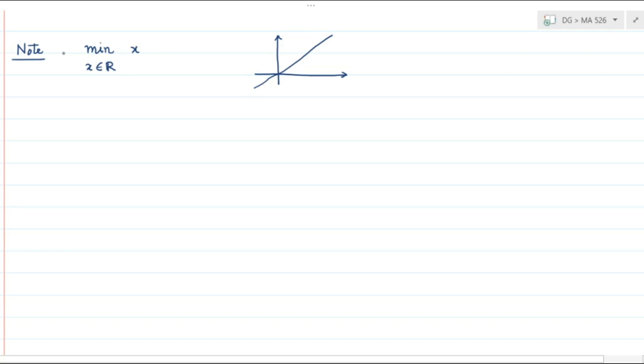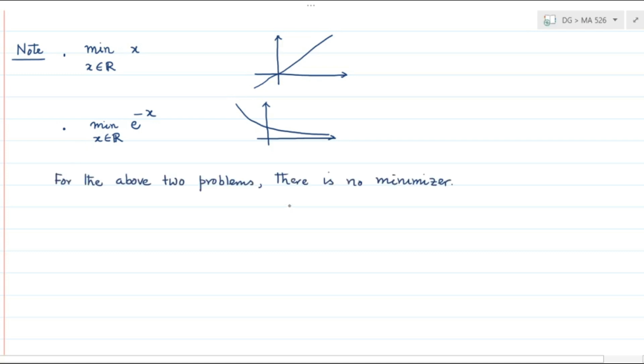This is not really the fact. Even if it is bounded below, for instance, you take this problem, e to the power minus x. It is really bounded below and it has the following graph. However, there does not exist any x star for the problem, because you don't have any x star for which e to the power minus x star is less than or equal to e to the power minus x.